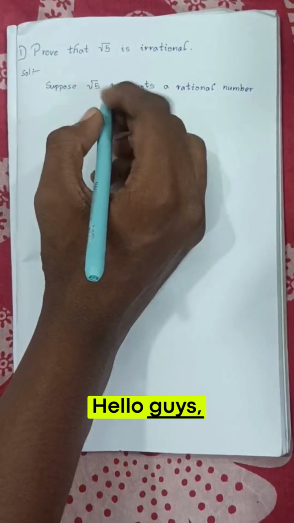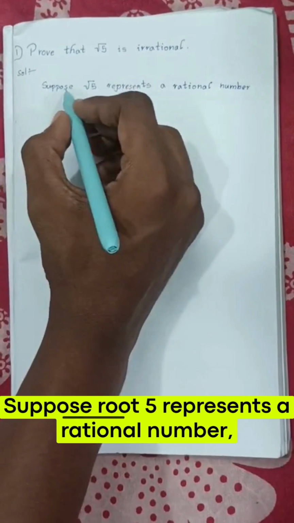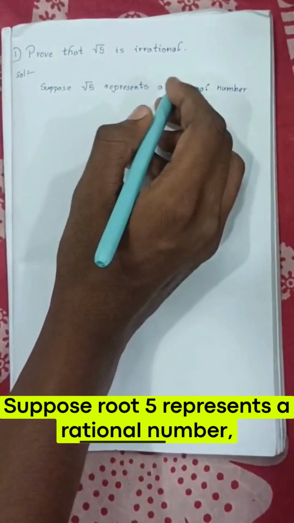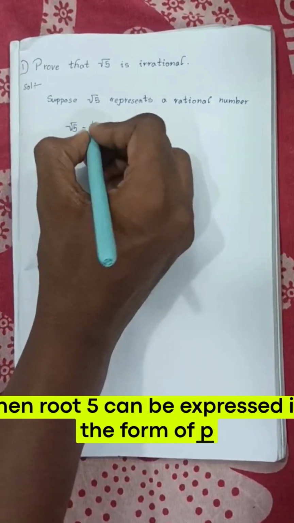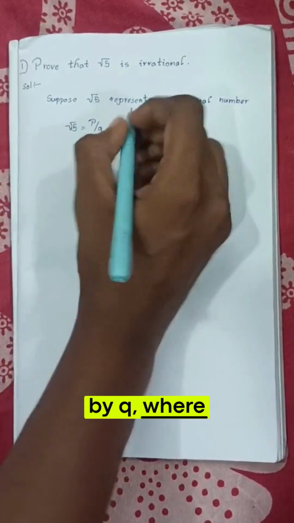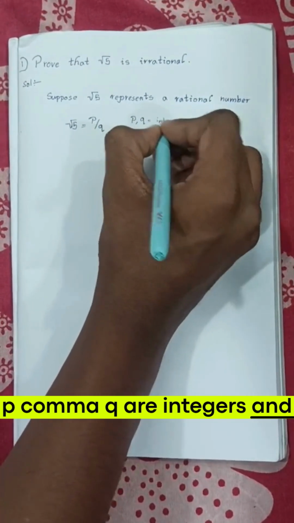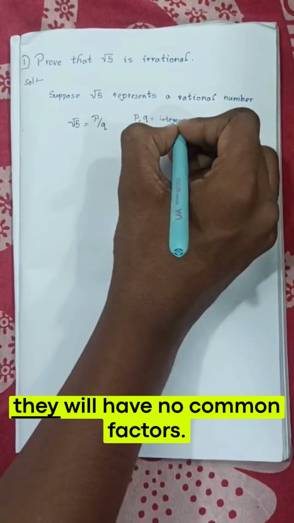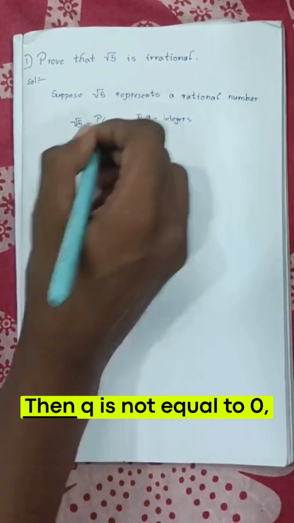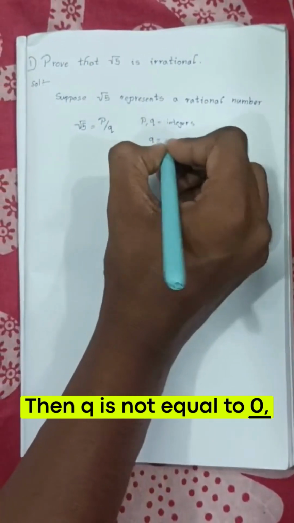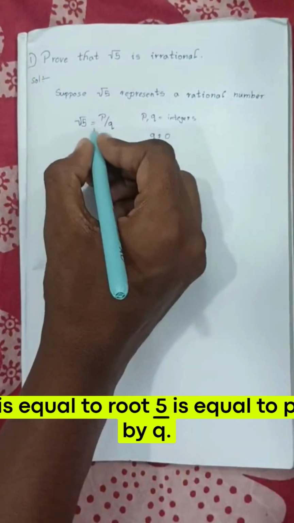Today we will prove that root 5 is an irrational number. Suppose root 5 represents a rational number. Then root 5 can be expressed in the form p by q, where p, q are integers and they have no common factors. Then q is not equal to 0, and root 5 is equal to p by q.